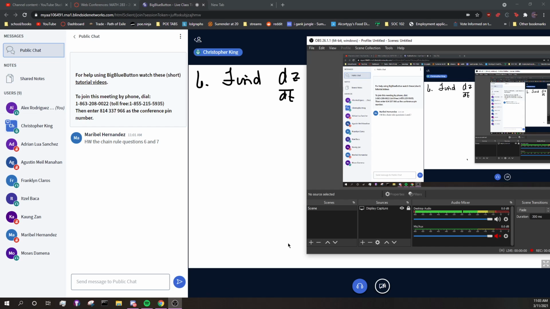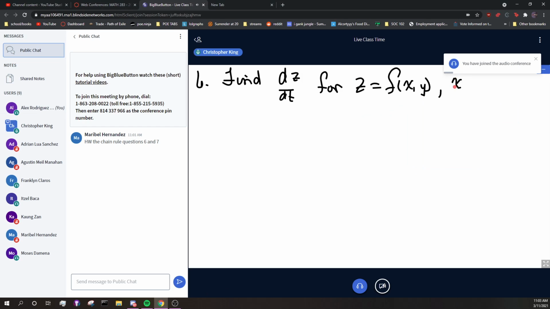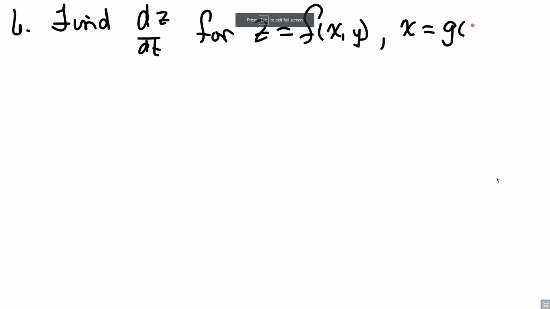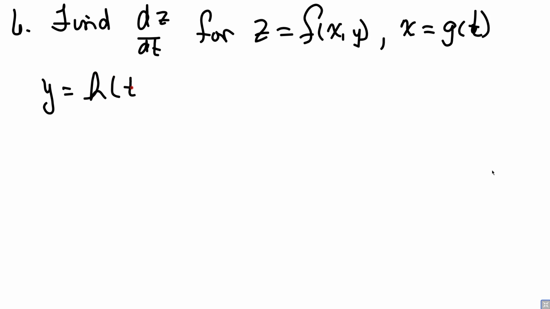We say that x is equal to g of t, and we say that y is equal to h of t. And basically what we want to do in this particular problem is to do the tree diagram. Okay, so if we do the tree diagram for this, at top we're going to have z.